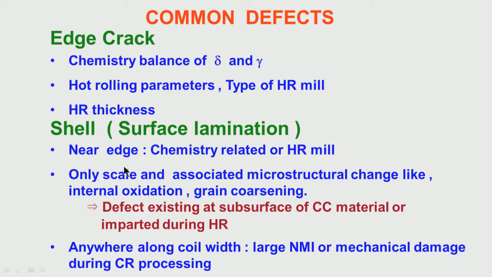If it is near the edge, then we know it may be due to lamination, or it also may be due to the edger used in hot rolling. Because of an edger problem also it might take place. So from the signatures in the final product, in the defect analysis, you can know at what stage it has originated. That is very important. If it has originated during steel making or casting, then you have to take care of it in a certain way. If it has originated during processing, then in subsequent stages you have to take care of it.